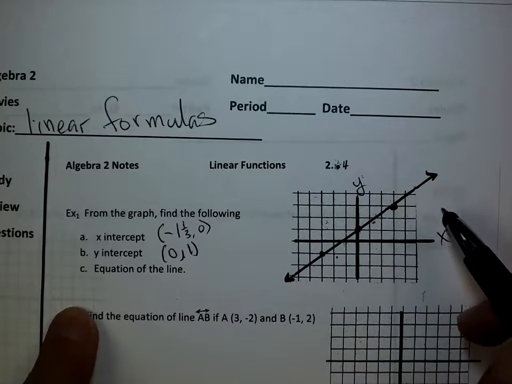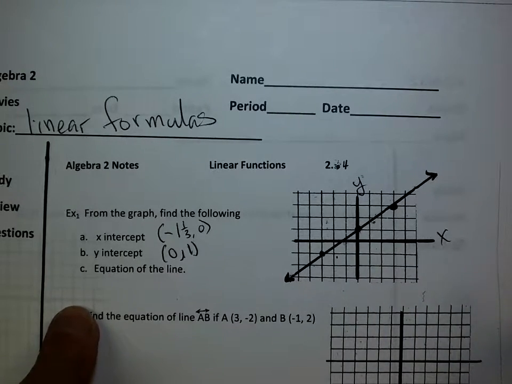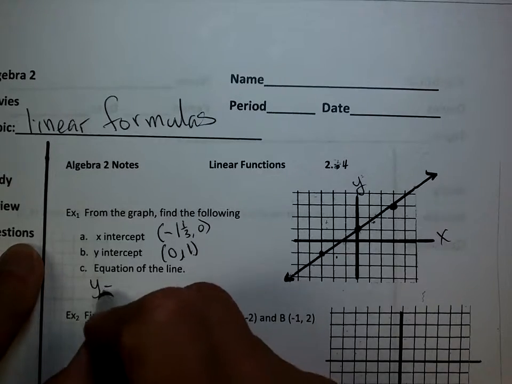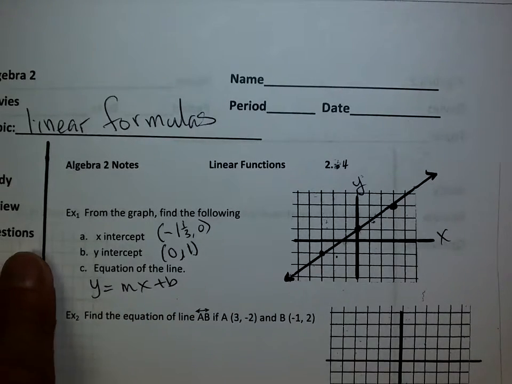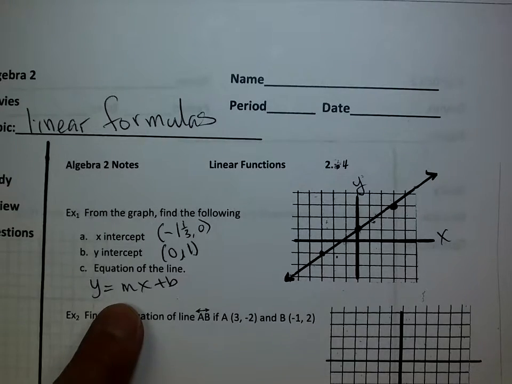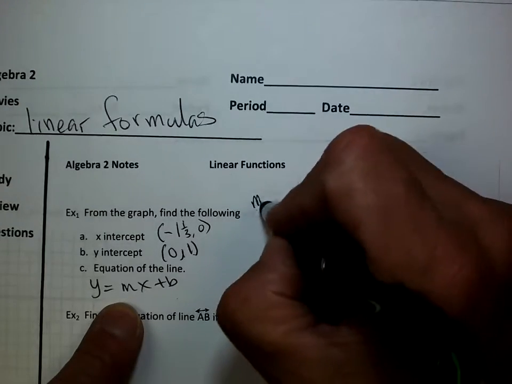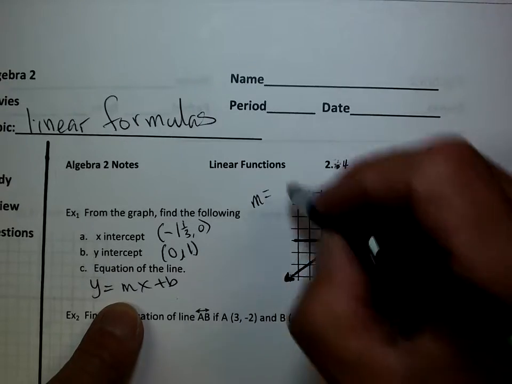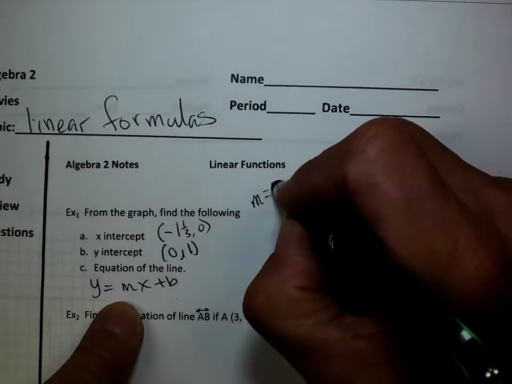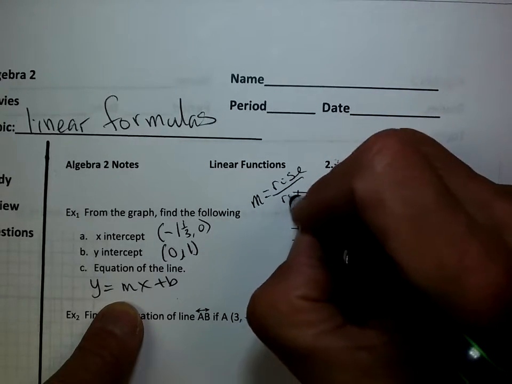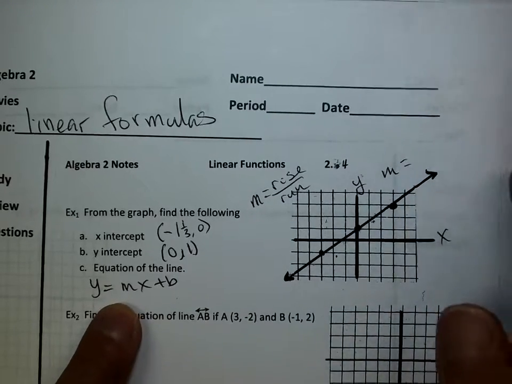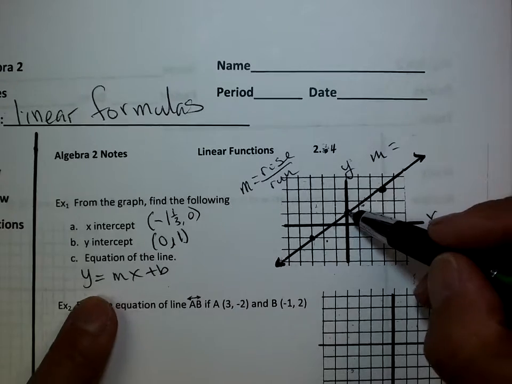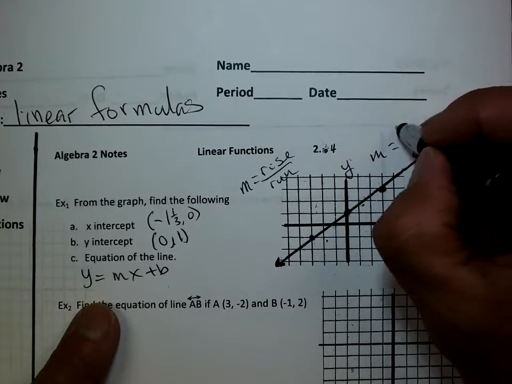Now the equation of the line. Let's see if I can put this together. I want to use y equals mx plus b. And you guys had that in your reading today. So let's use it. The m is the slope, which is rise over run. Remember, slope is rise over run. In this case, the slope would have to be up 2 over 3. So the slope is 2/3.